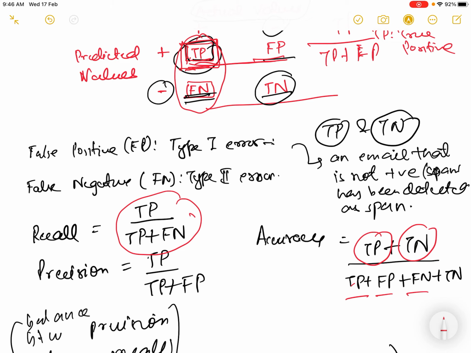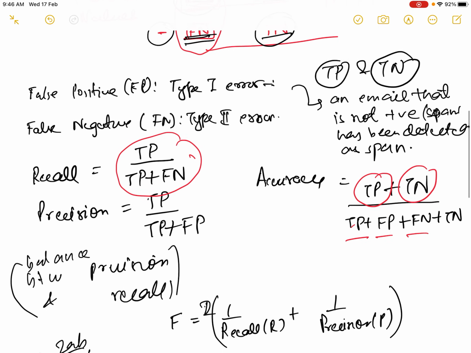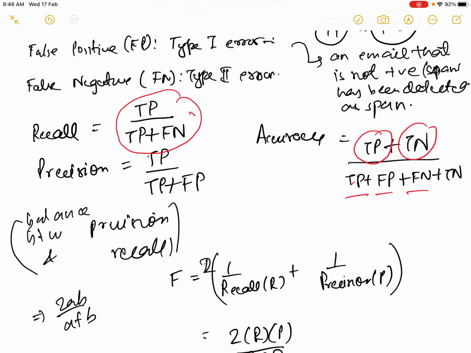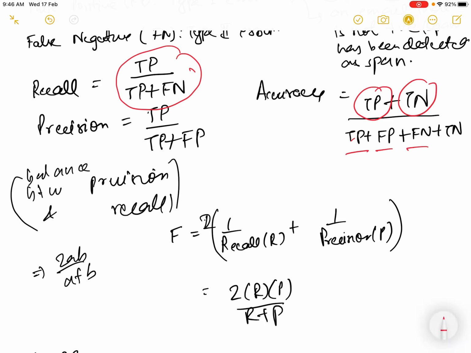And so for that we created a term called F score, which is nothing but a harmonic mean of recall and precision. If somebody asks you why you need an F score, it is because we need both high recall and high precision, and we use F score so that we have a balance between precision and recall. So you finally get 2 times recall into precision upon recall plus precision.